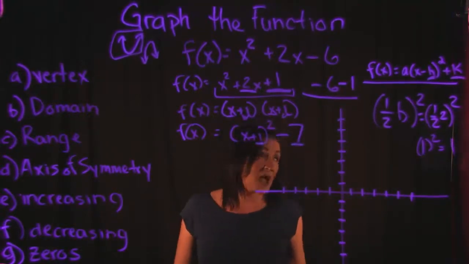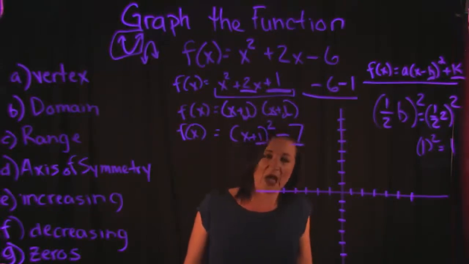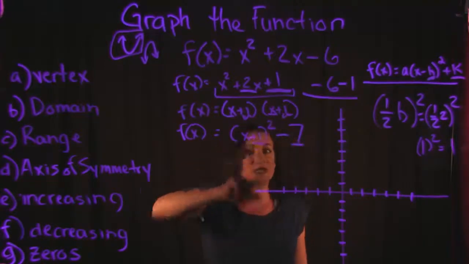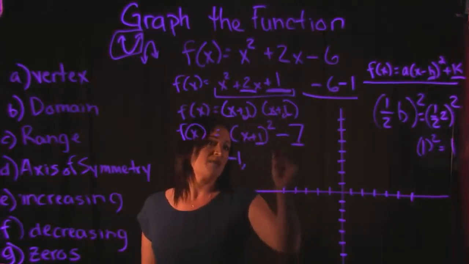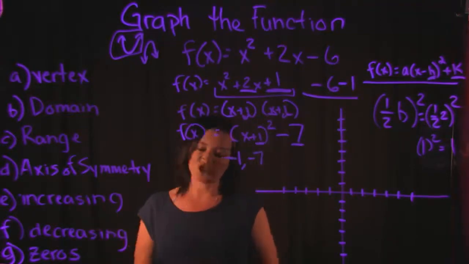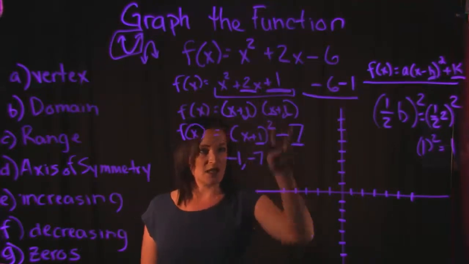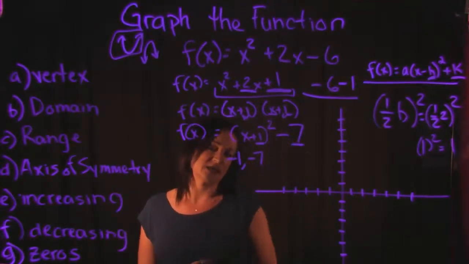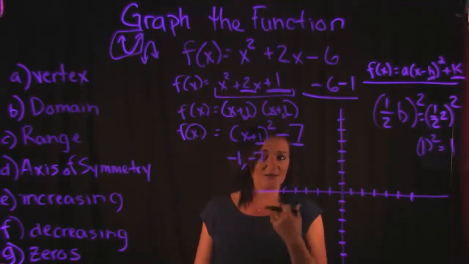But also keep in mind that that h, you always take the opposite sign of what you have. So since I have a 1 here, my h is really going to be a negative 1. And then back over here, I have a minus 7. That's just a straight minus 7. There's nothing funny going on with the signs there. So it's always the opposite of the inside and then what this outside number is. So this tells me that my vertex is negative 1, negative 7.